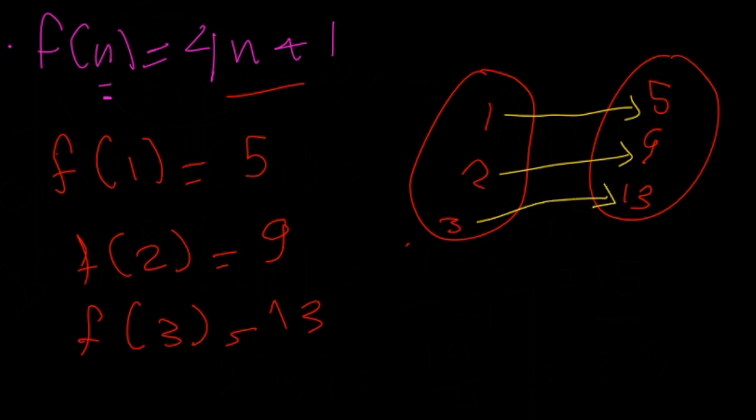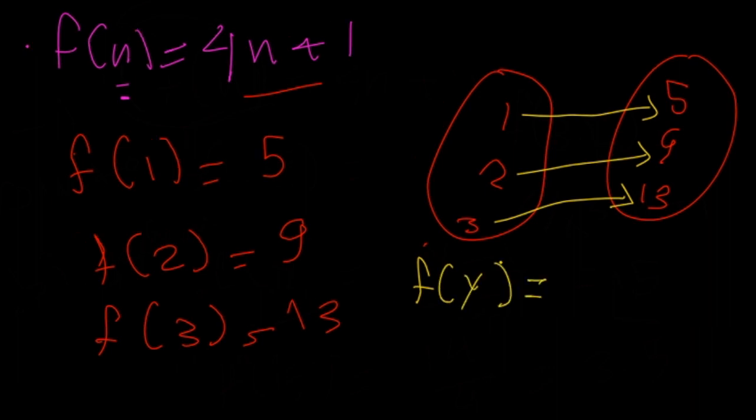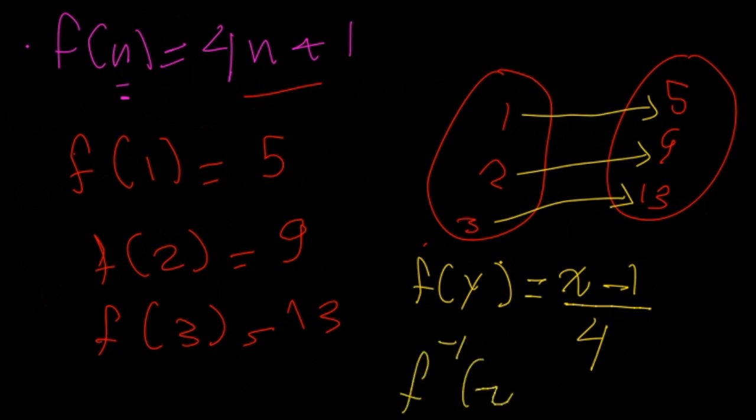Is this function an onto? Yes. I could prove that by taking f, as we just found the inverse in the previous slide. So f of y is x minus 1 divided by 4. Whether you write it f of y or f minus 1 of x, it's the same. Now take the value 5. 5 minus 1 is 4. 4 divided by 4 is basically 1.